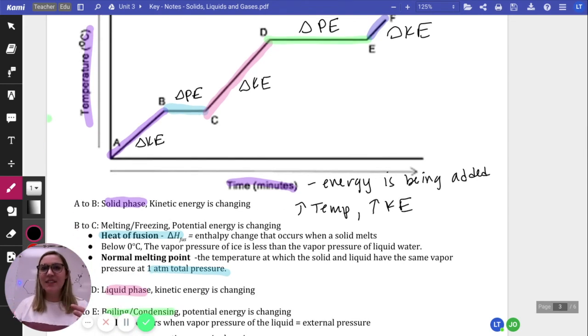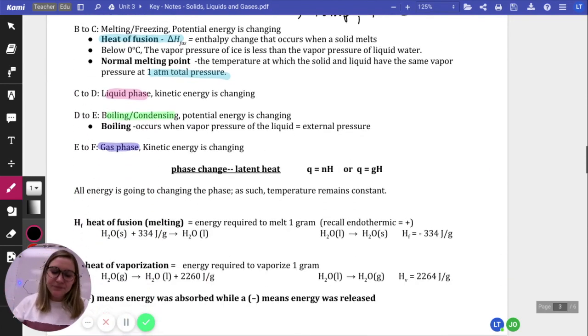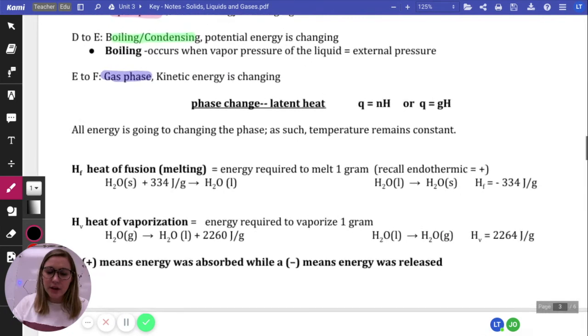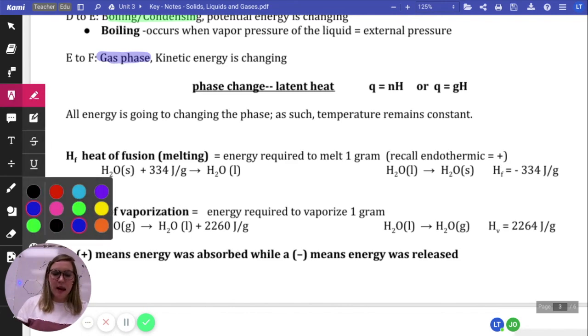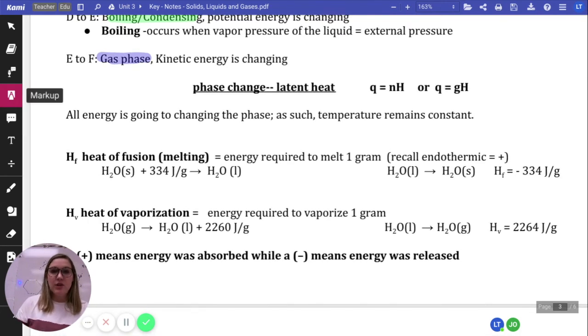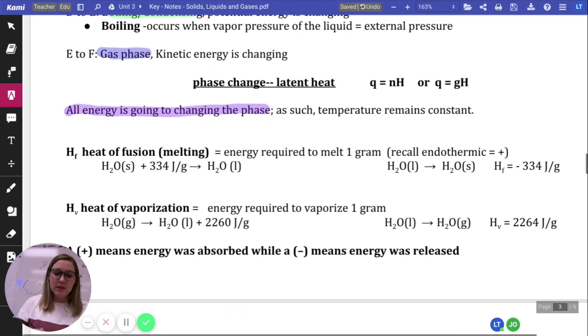So now let's talk about the different phase changes and the energy required for them to happen. So we're going to start by talking about phase change. During our phase changes, all the energy is still being added at a constant rate throughout our heating curve. But all the energy is going into changing the phase and breaking those intermolecular forces. So our temperature remains constant.